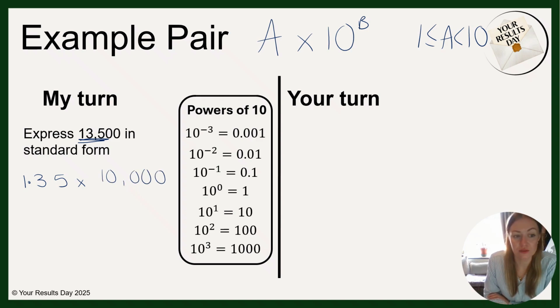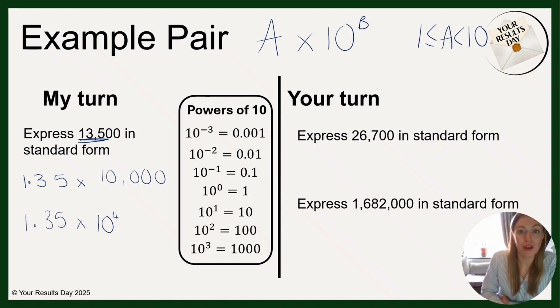1.35 times 10,000 would get us our 13,500. But we know in standard form, we do not want that written in this format. We want it written as a power of 10. Well, 10,000 is a 1 with 4 zeros, so that's 10 to the power of 4. So our final answer in standard form would be 1.35 times 10 to the power of 4.